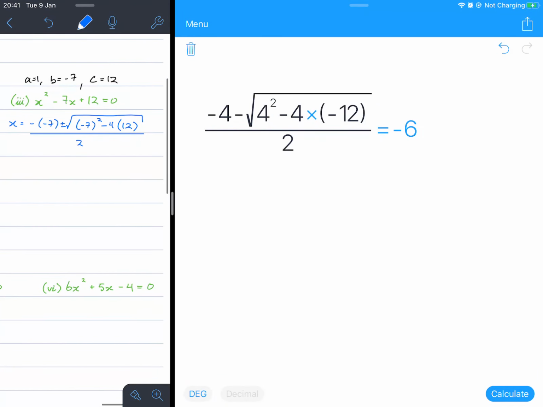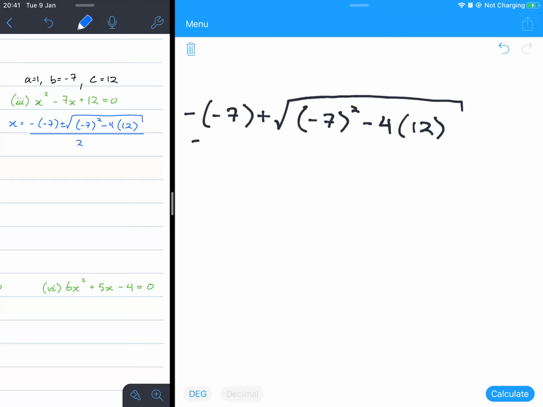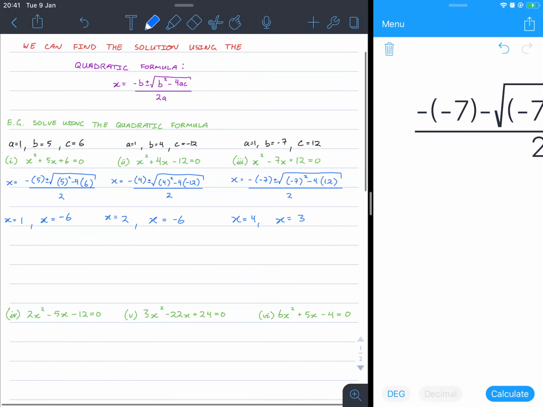Writing this in, minus of minus 7. I'll take the positive first. The square root of negative 7 squared minus 4 times 12, all over 2. The first answer I get is x equals 4. Put a minus there. x equals 3. So now it's very simple to do all this.